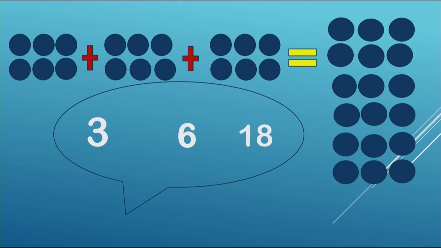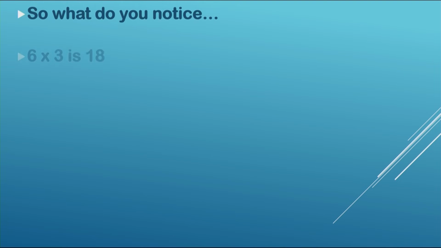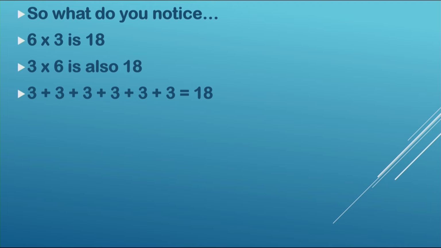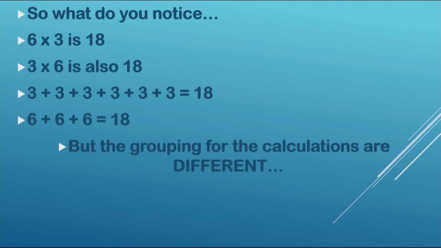So it is the same as 3 times 6 gives us 18. 3 groups of 6 equals 18. Now, what do you notice with that? 6 times 3 is 18. 3 times 6 is also 18. 3 plus 3 plus 3 plus 3 plus 3 plus 3 is 18. 6 plus 6 plus 6 is also 18. But the grouping for the calculations are different.